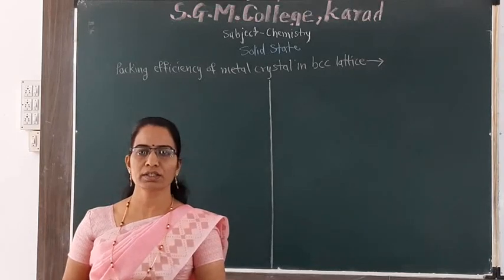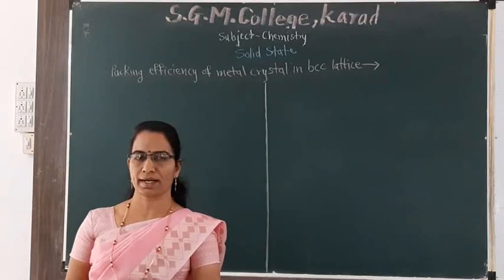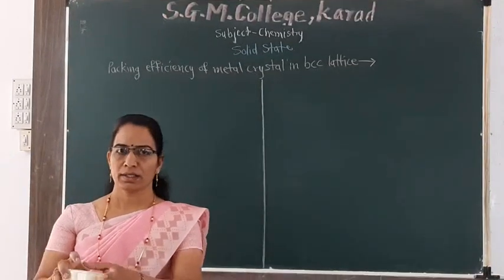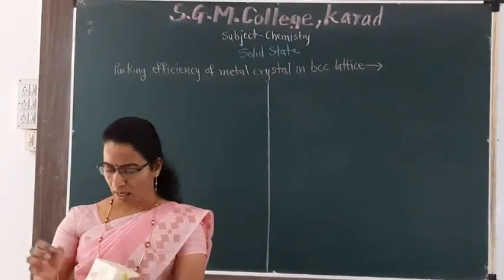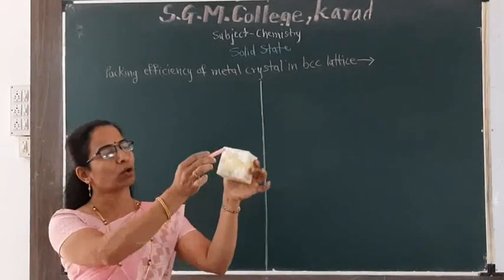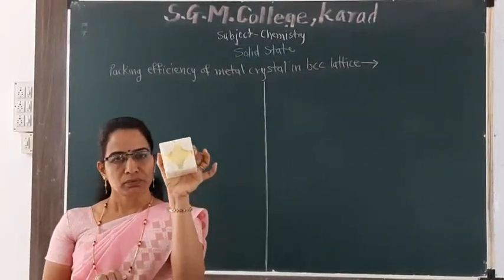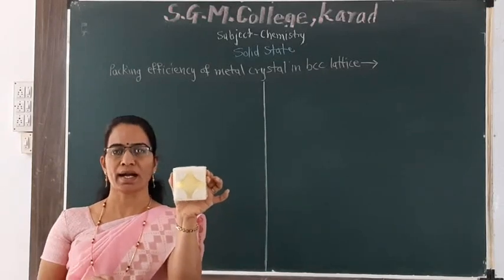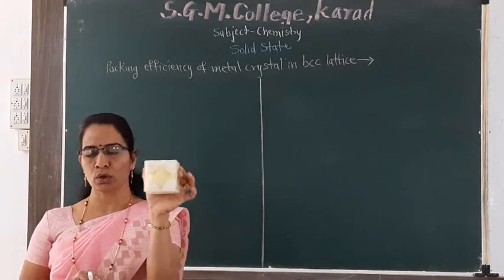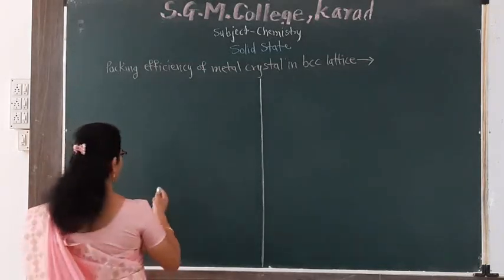Before that, you must know the arrangement of particles in body centered cubic lattice. We know very well that the particles in a BCC unit cell are present at the 8 corners. See, these are the corner atoms. And one particle is present at the center of the body. Now I will show this arrangement of particles on the board in the figure.